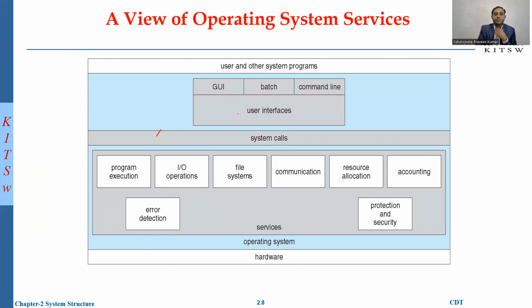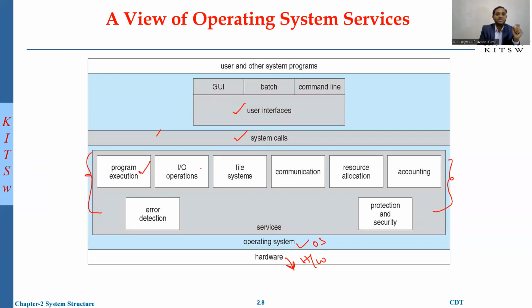This is the user interface, and this is system calls. In the next chapter, we are going to discuss system calls. And these are all the services, and this is your operating system, OS, and these are the hardware parts. So what are the different services we have?